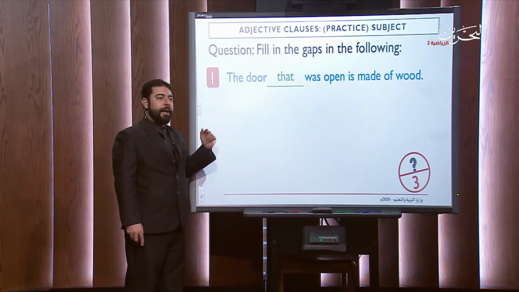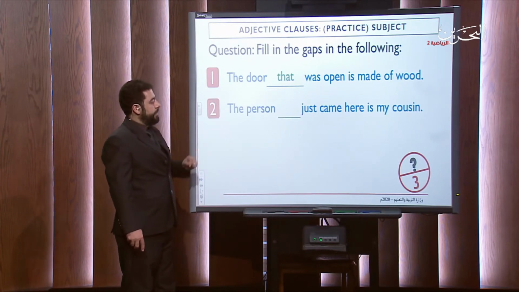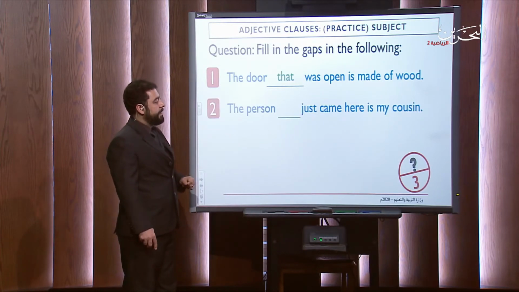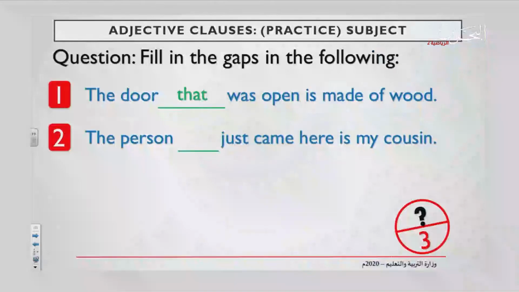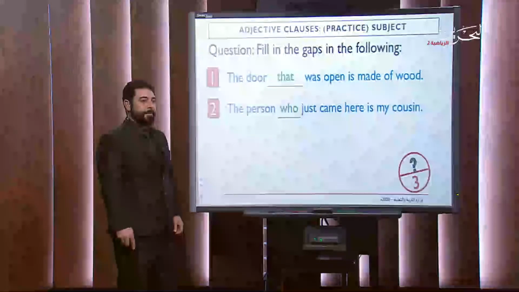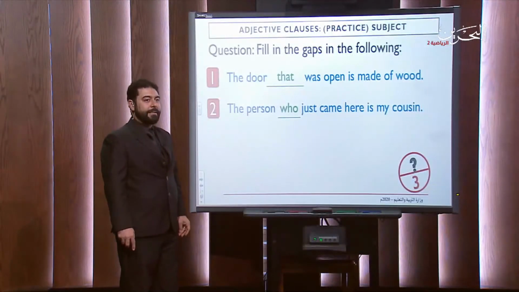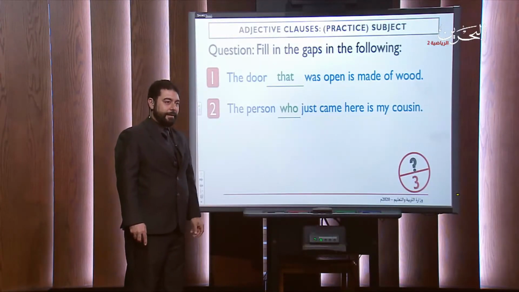Okay, let's have a quick question. The person, gap, just came here is my cousin. Use a relative pronoun. All right, let's check the answer. Who? The person who just came here is my cousin.